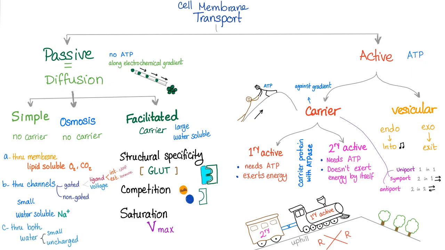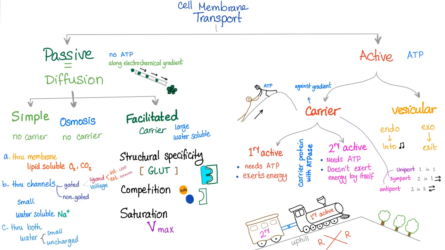Cell membrane transport is either passive, we don't need ATP, or active, where we need ATP. Passive is also known as diffusion. There are three types: simple diffusion, osmosis, which is simple diffusion for water, and facilitated diffusion. Simple diffusion, no carrier. Osmosis, again, no carrier. Facilitated needs a carrier. If you have a carrier, you have three things: structural specificity, competition, and saturation.